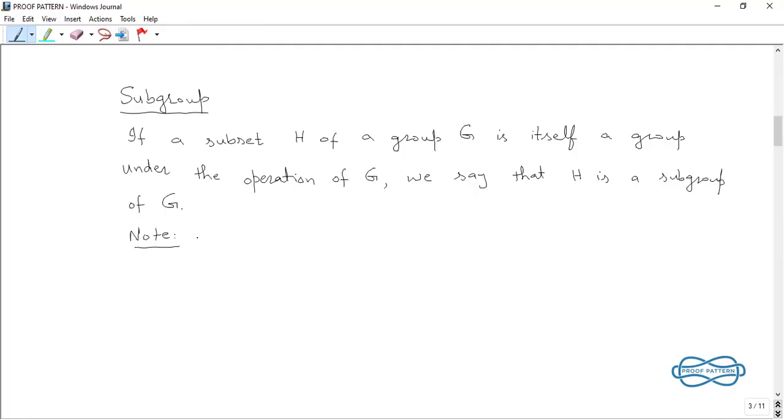Note that we use the notation H ≤ G to mean that H is a subgroup of G. This notation is usually the notation of less than or equal to, but because H and G both are sets, this notation will show that H is a subgroup of G. Okay.